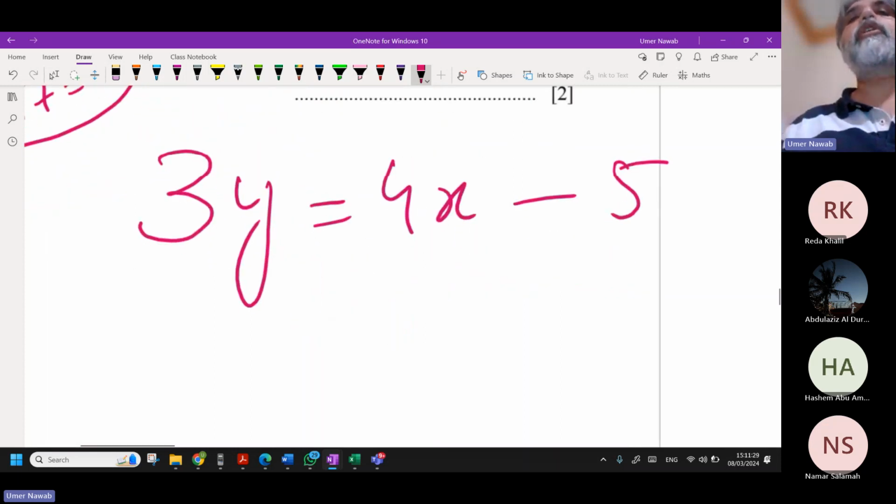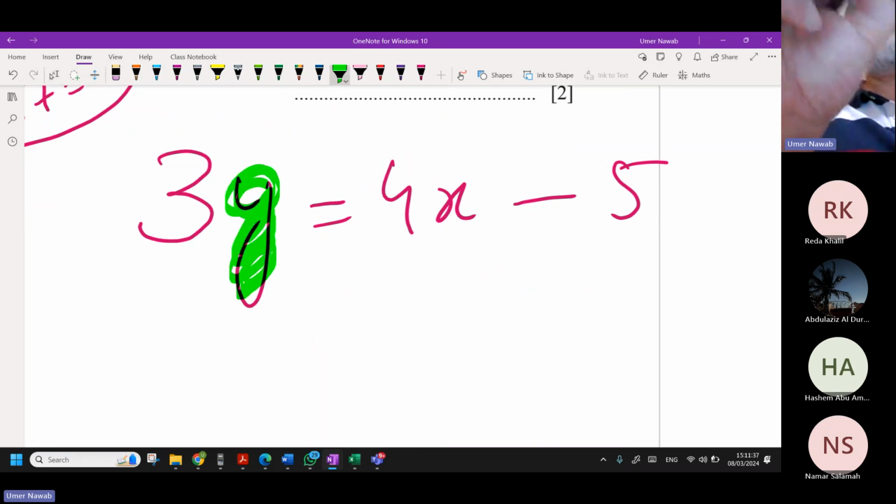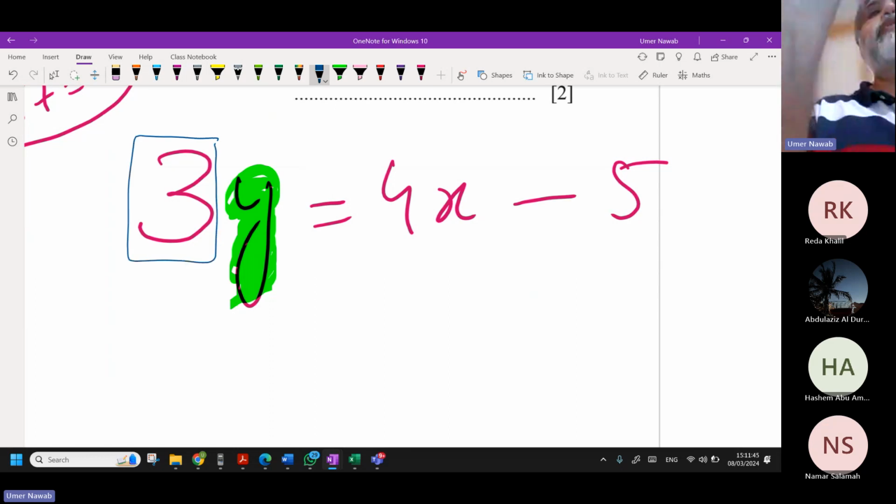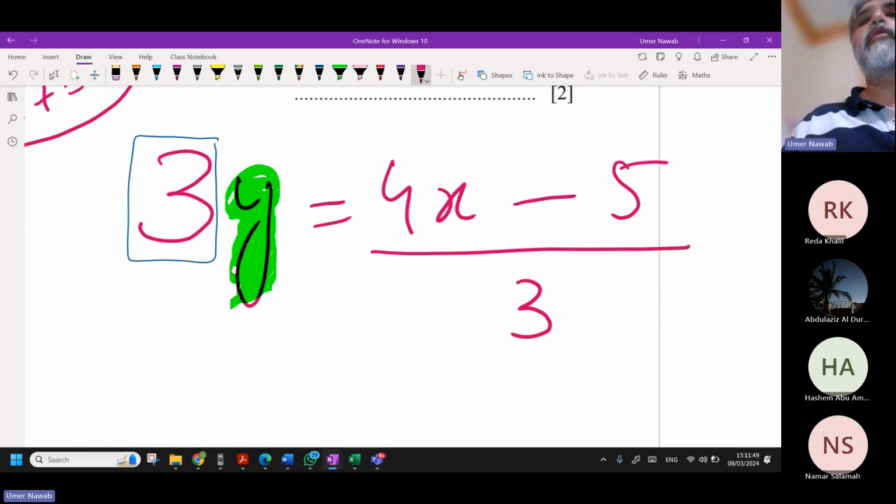Mr. Omar, this equation has to be written in the refined form. What is the refined form? The refined form is y is equal to mx plus c. So Mr. Omar, y has to be alone. So how can I send the 3 to the other side? The best thing is this 3 should go to the other side. I can write divided by 3, that's also fine. I cross it out and I divide it by 3.